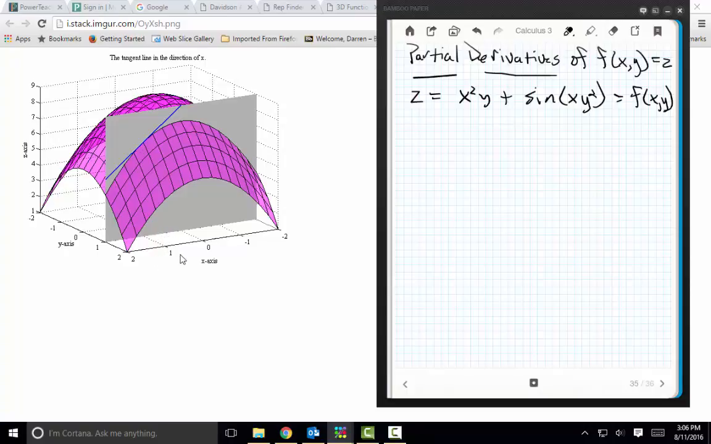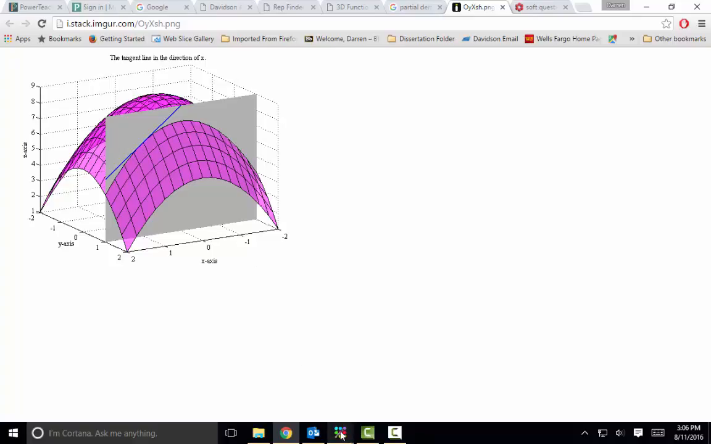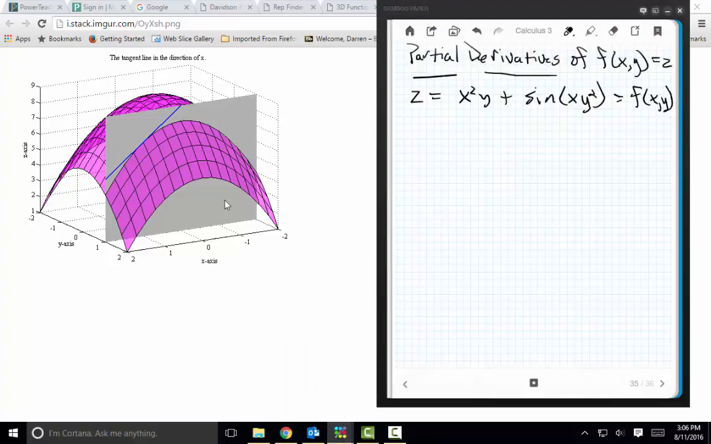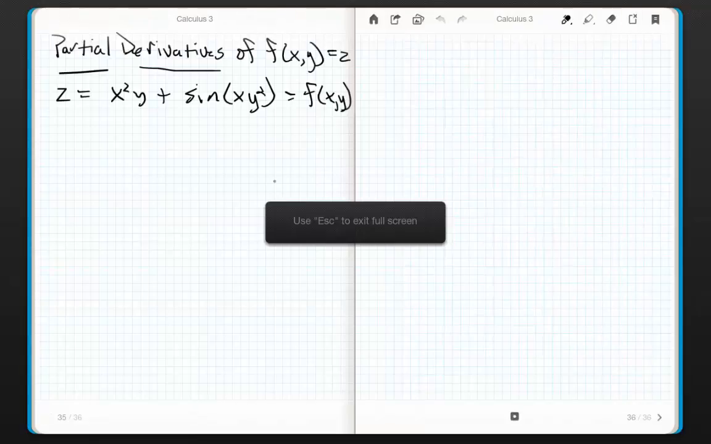We could also just as easily fix the plane at x equals 1, which would chop through the figure along the plane x equals 1, and then there would be a line tangent to the curve that was in that plane. All right, so let me blow this up, and I'll show you how to take these derivatives.